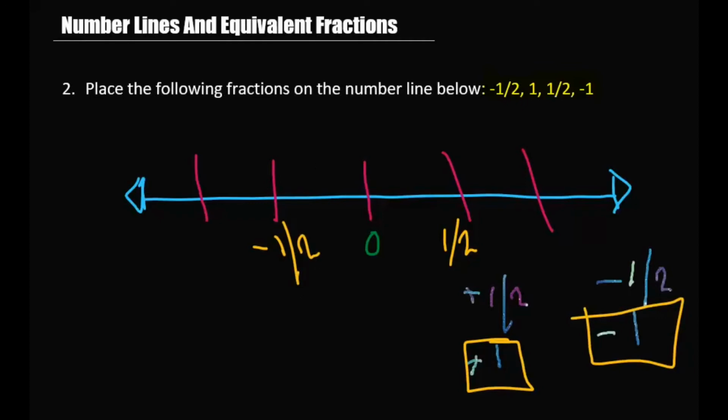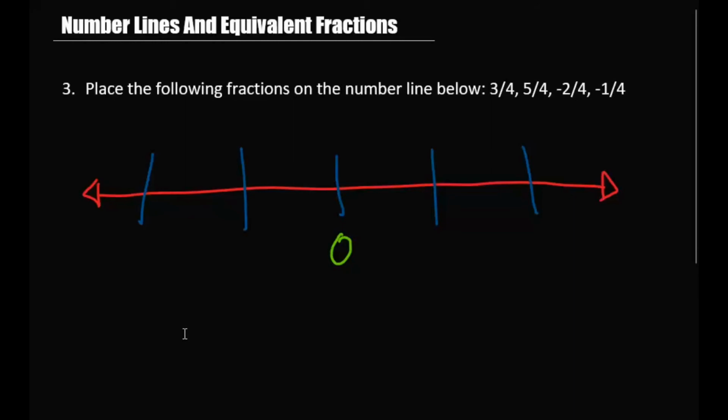And now we have 1 and -1. We know that 1 is bigger than 1/2, so we're gonna write 1 over here, and we know that -1 is smaller than -1/2, so we're going to write -1 right over here. Now that we filled the number line and placed all these integers on it, let's go to the next question.